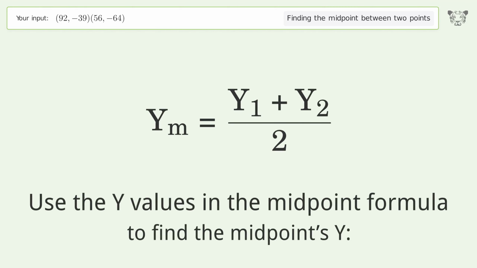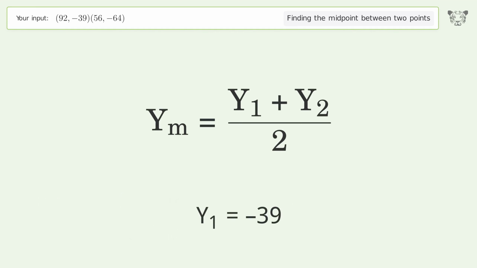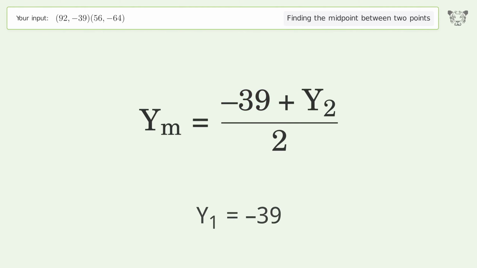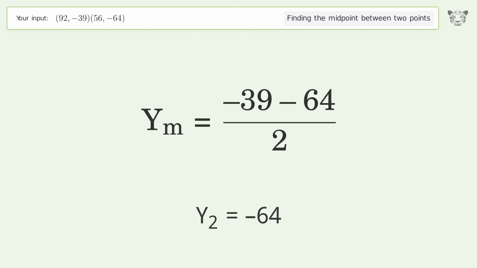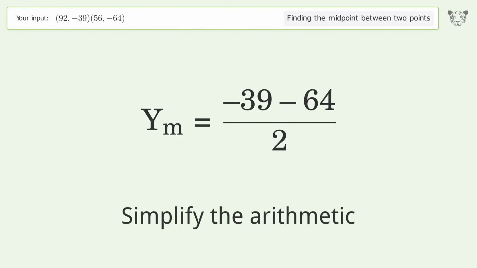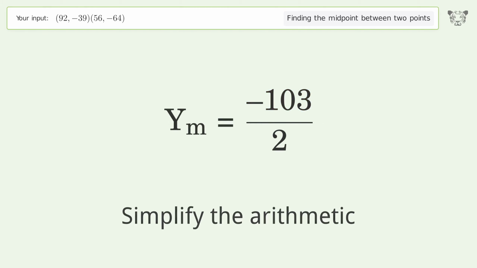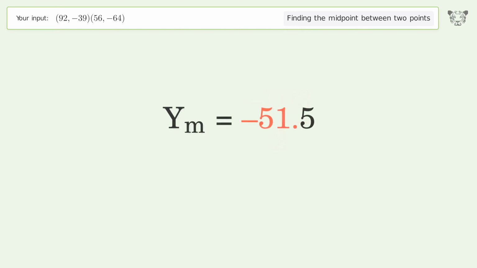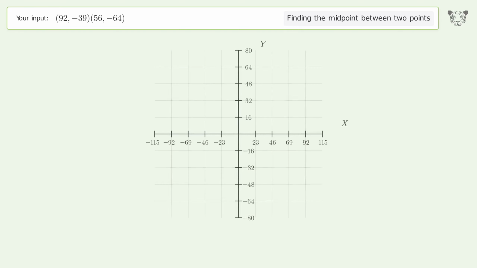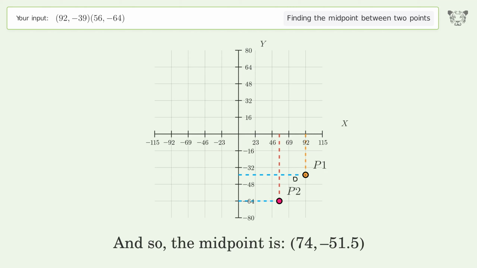Use the y values in the midpoint formula to find the midpoint's y. y1 equals negative 39. y2 equals negative 64. Simplify the arithmetic. And so, the midpoint is 74, negative 51.5.